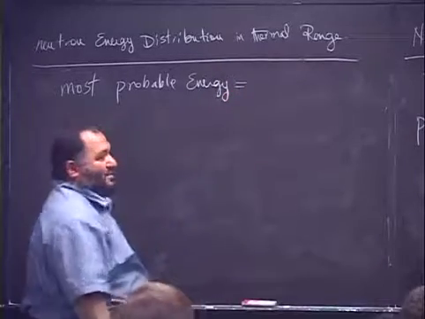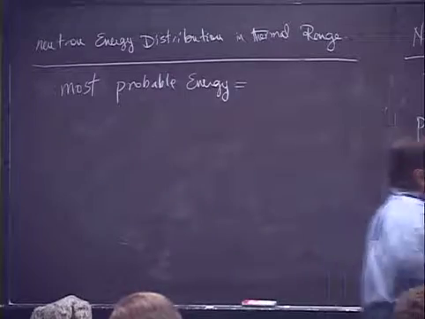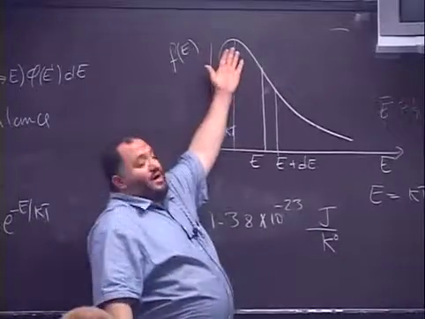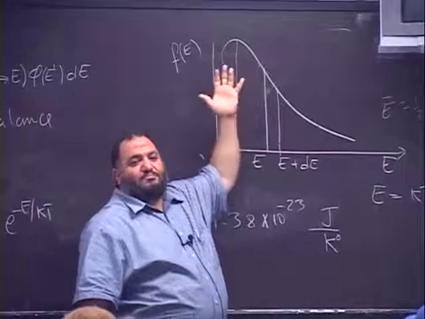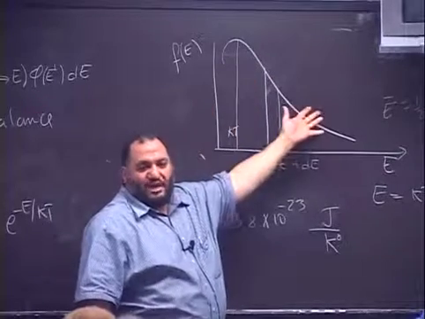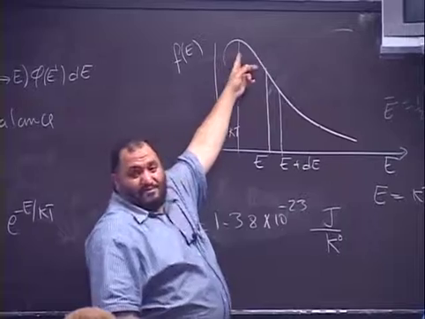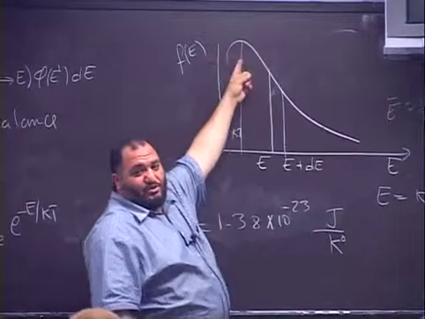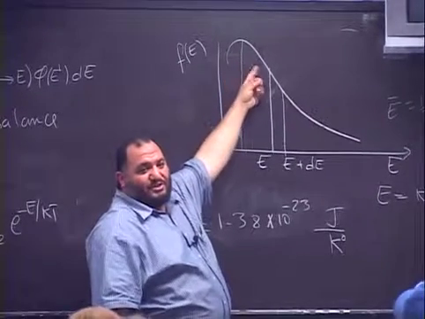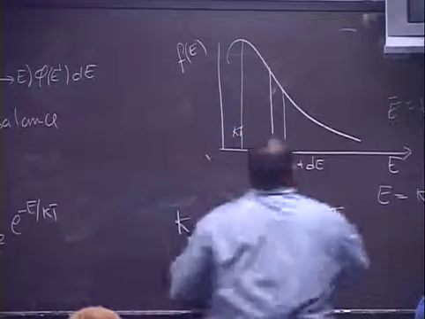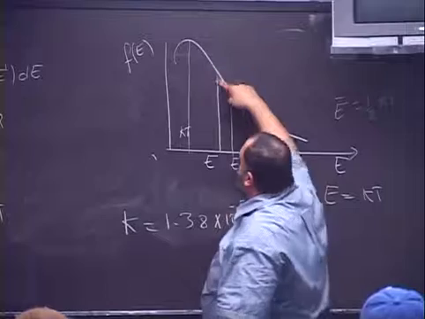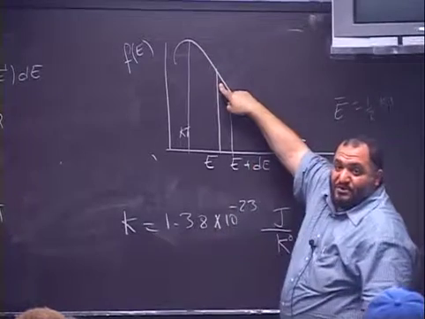Yes, most probable is not the average. Most probable means the highest distribution in your particles. This is the energy that the majority of your population has. So this is the maximum of the population. This is the most probable. Usually the average will be shifted. So if this is the most probable, the average will be shifted here.